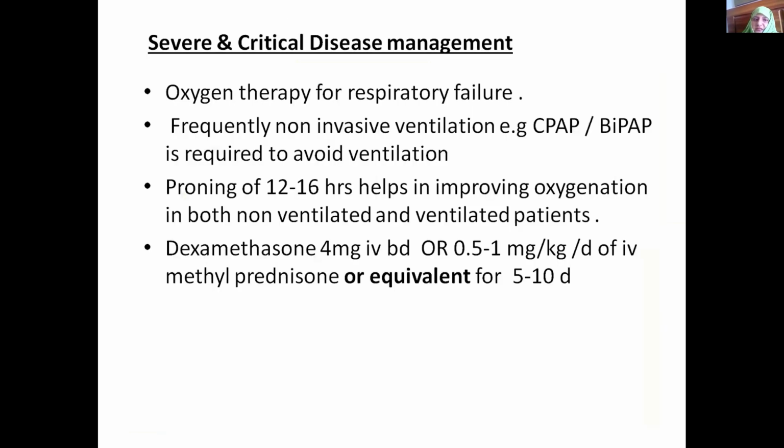Now, in severe and critical disease management, the mainstay of therapy is oxygen. For respiratory failure, frequently non-invasive ventilation like CPAP and BiPAP is used to avoid ventilation, and proning really helps in this. You combine high flow nasal cannula oxygen with proning, and the patient improves a lot in his oxygenation in real time. 12 to 16 hours of proning has been recommended, and in these patients, steroids have to be started, either dexamethasone or methylprednisolone, for a duration of 5 to 10 days. And then you monitor their SOFA scores and their PaO2 FiO2 ratio.